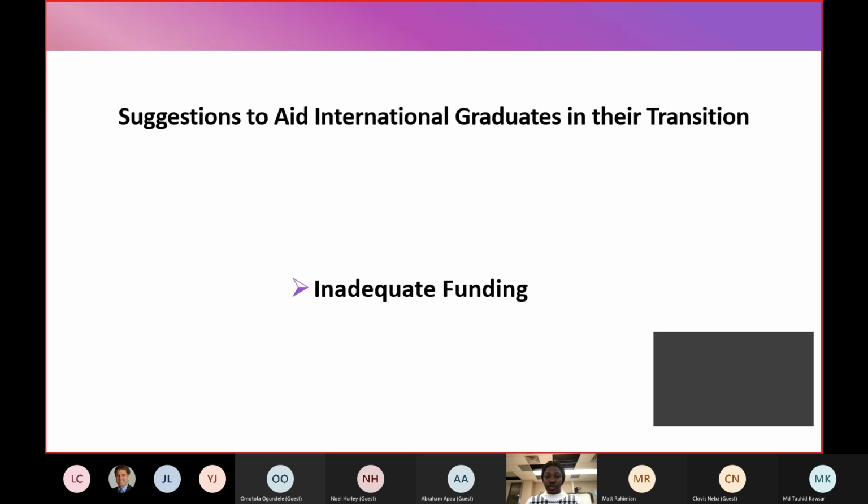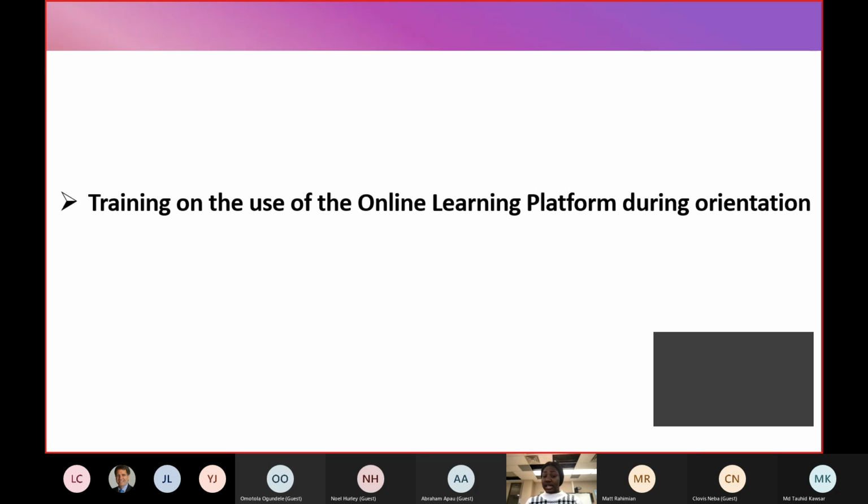Also, we'd like to recommend training on the use of the online learning platform during orientation. We realize that most students spend a lot of time navigating the online platform and sometimes end up missing out on vital information due to difficulties in identifying where to find what they need. This makes online studies extremely challenging for most students. Therefore, training on the use of this platform will help a great deal.